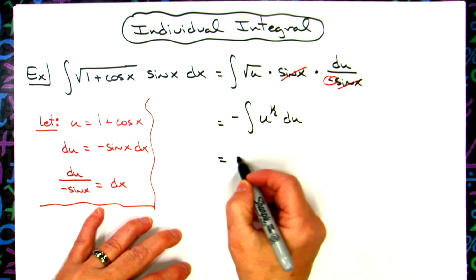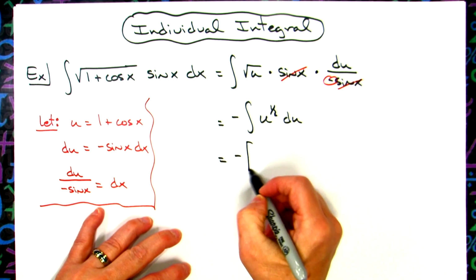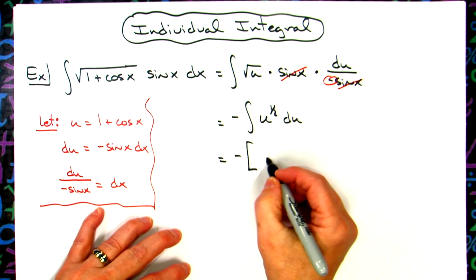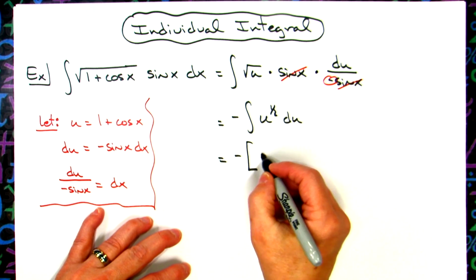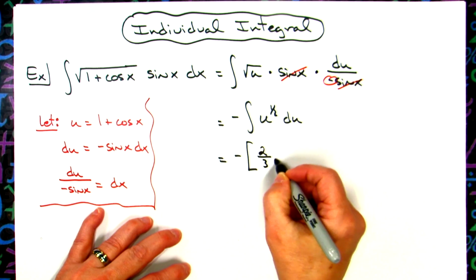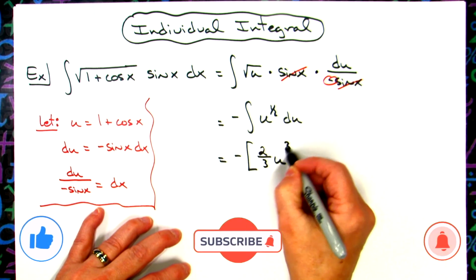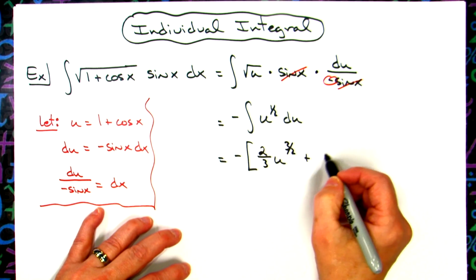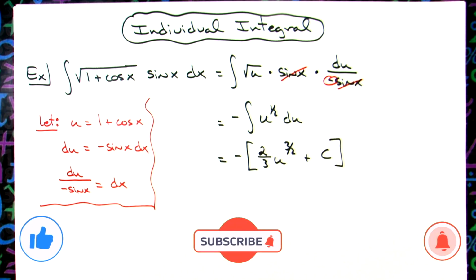Okay, so we'll have the negative out here in front. And then when we integrate here, we're going to add 1. So that'll give us a 3/2. Flip it in front, we'll have a 2/3 u, then to that 3/2. And then we'll have the plus c. All right, negative through the whole thing.